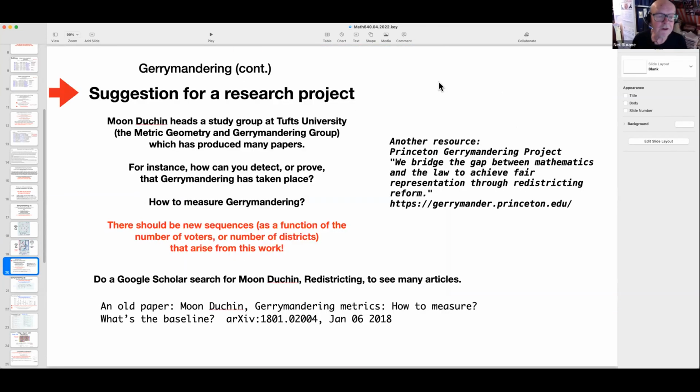And there are now quite a number of groups around the country that are studying gerrymandering and redistricting officially. There's a group at Princeton called the Princeton Gerrymandering Project, which bridges the gap between mathematics and the law to achieve fair representation through redistricting reform. And I think there should be more sequences coming out of different aspects of this problem. And it's also a very interesting subject to study anyway, a combination of combinatorics and geometry and the law. There's a group at Tufts, headed by Moon Duchin. Her group has many papers, many interesting articles about this.